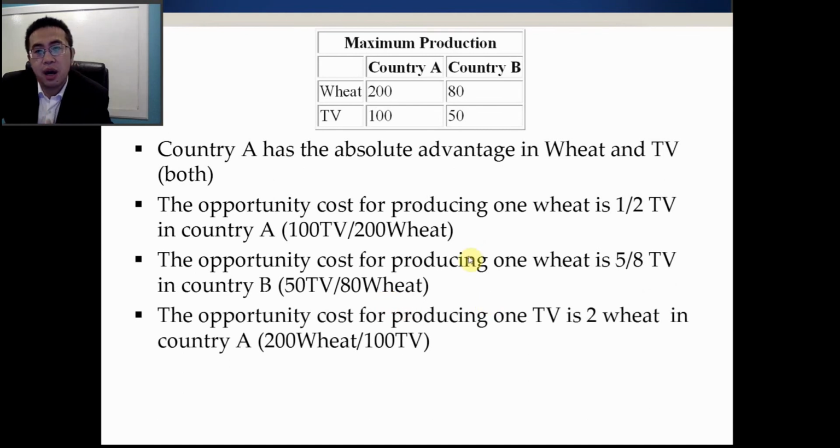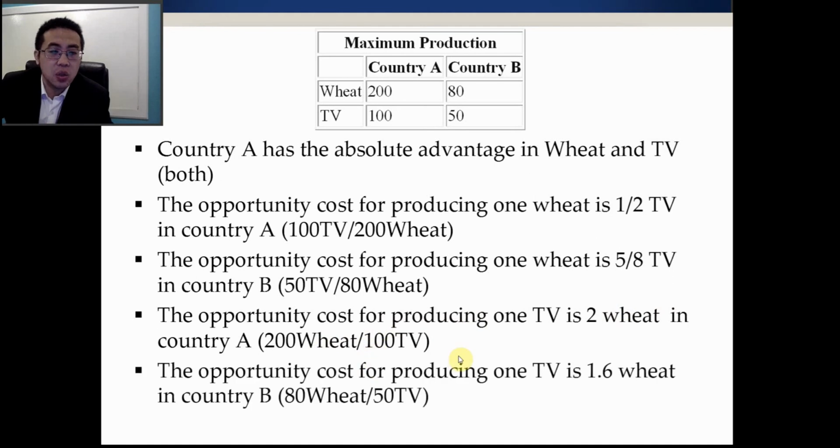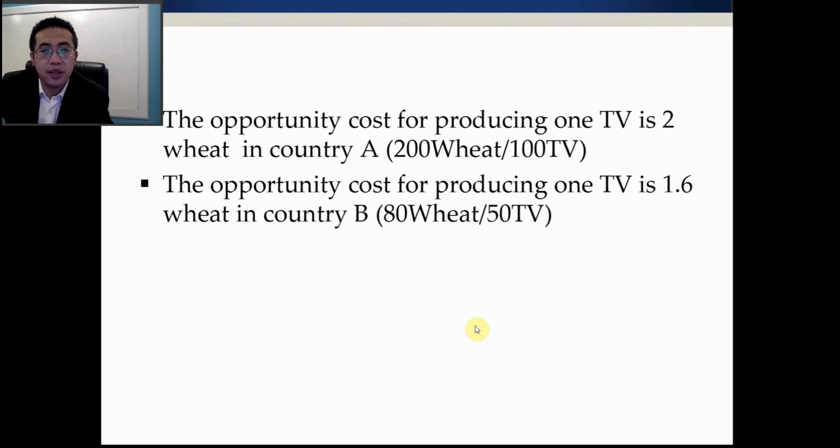And you can do it for country A, and do it for country B. And in terms of opportunity cost for producing TV, you do the reciprocal. So in order to produce 1 TV, country A will need to sacrifice 2 wheat, as 200 wheat is equivalent to 100 TV. So that's 2 wheat per TV. You do the same thing with country B, and then you make the comparison. So for TV production, country A's opportunity cost is 2 wheat. For country B it is 1.6 wheat.